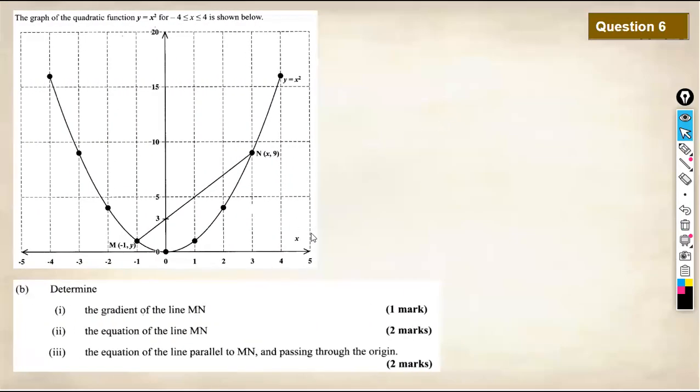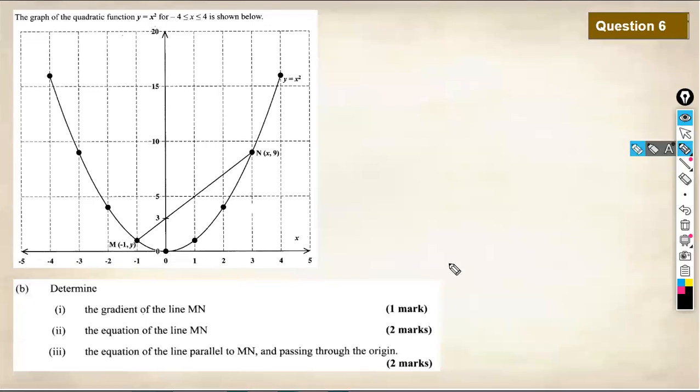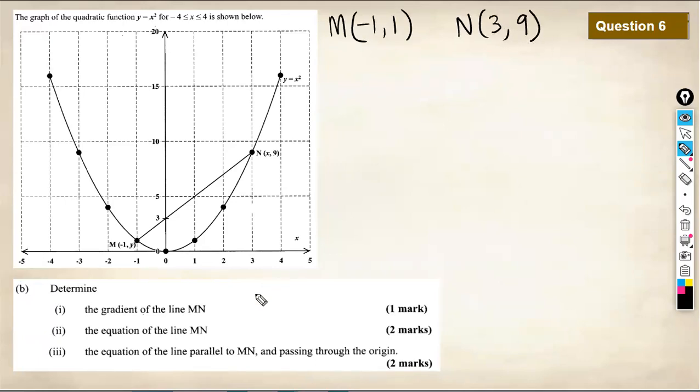So we have the values of M and N. Let me just write them over here. M is -1, 1, and N is 3, 9. Using that information, you all should have no problems with parts 1, 2, and 3.